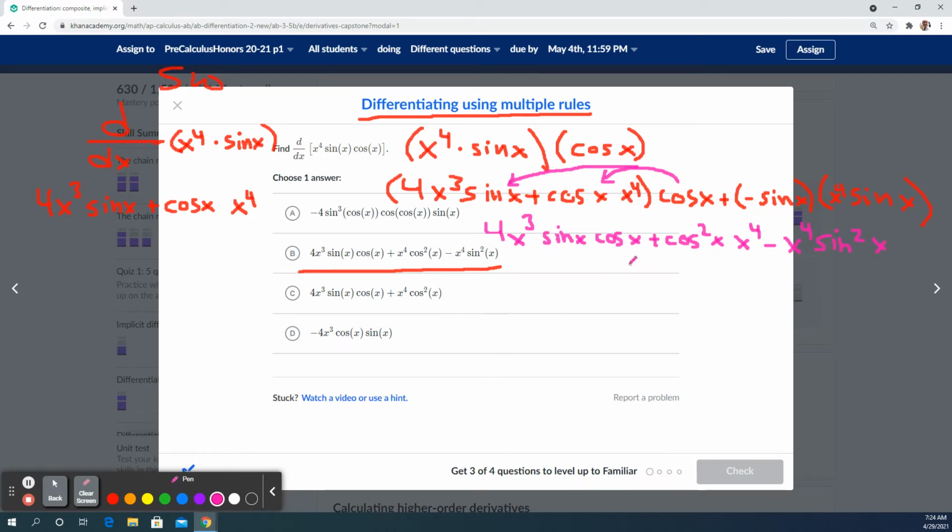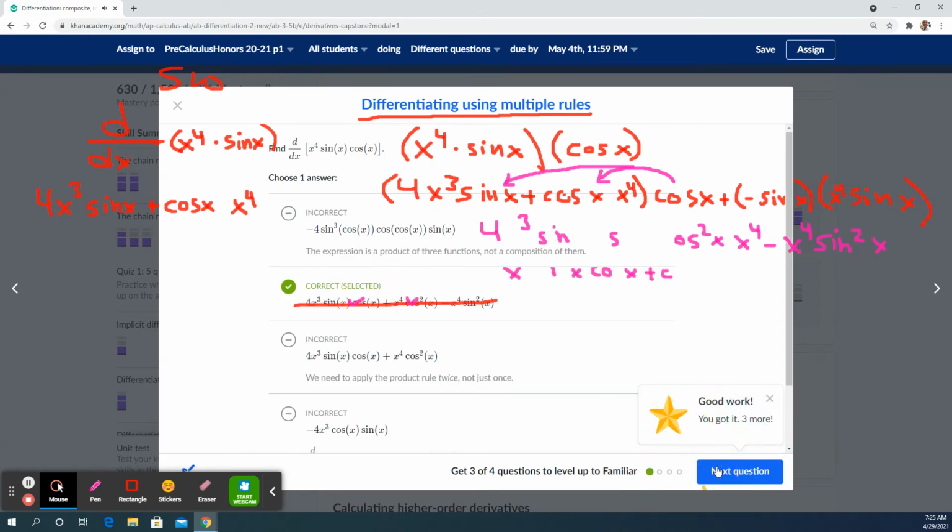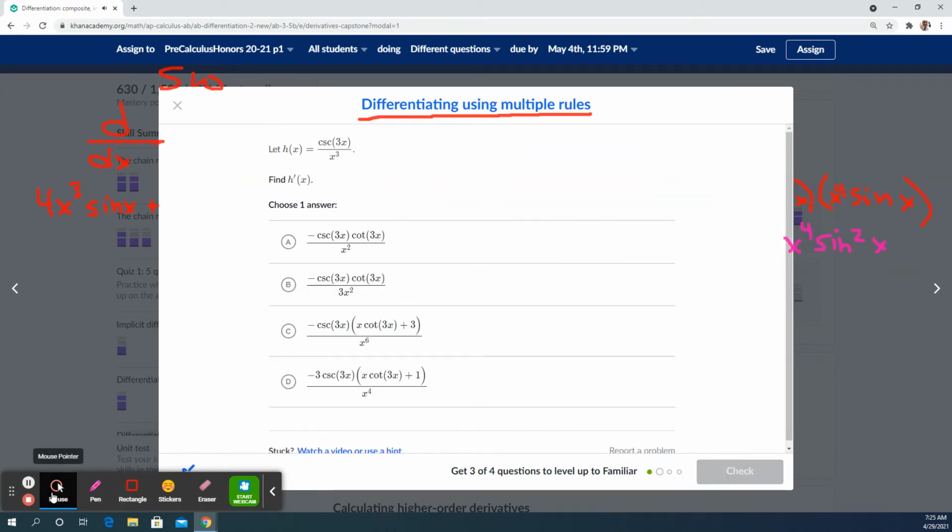All right, so that looks pretty good. Let's see, is that what we got here? 4x cubed sine x cosine x, check. x to the 4th cosine squared x, yep. Minus x to the 4th sine squared x, yep, there we go. So that was layering. Let's check out the next one.